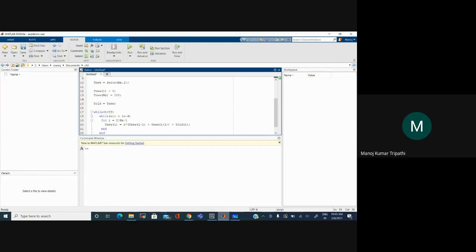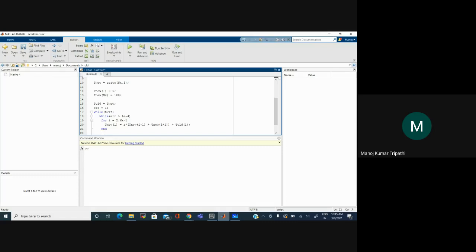And what is this error we need to define now? Initially, we can set error to be some large value so that it enters this loop at least. If we start it with 0, then it will check this condition, error is greater than 10 to the power minus 4 or not. If error is 0, then it is not greater than 10 to the power minus 4. It will not even enter this loop. So we can say error is 1 initially so that it enters. And for all the points, it calculates the new temperature. For one iteration, it will do that.